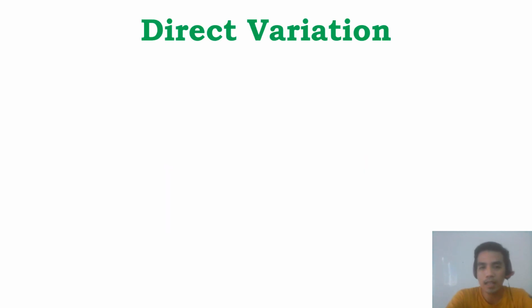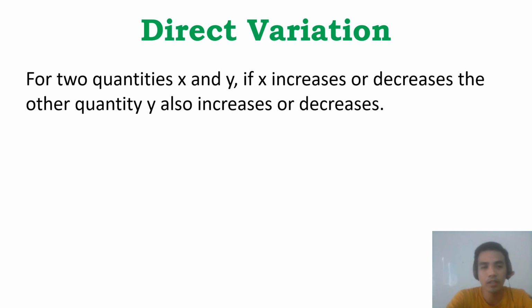So first, let's discuss direct variation. So what is direct variation? We have this definition. For two quantities x and y, if x increases or decreases, the other quantity y also increases or decreases. So, ibig sabihin, kapag yung quantity x tumataas, tumataas rin yung quantity y. Kapag bumababa yung quantity x, bumababa rin yung quantity y.